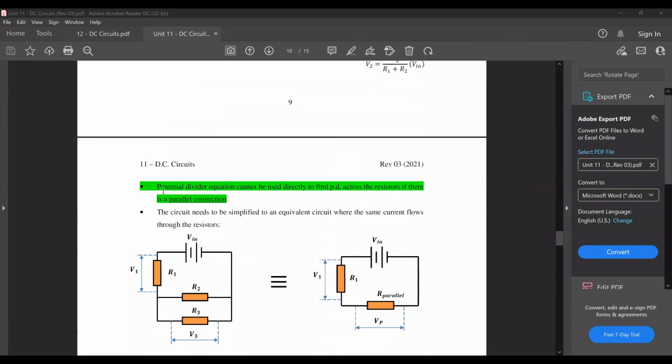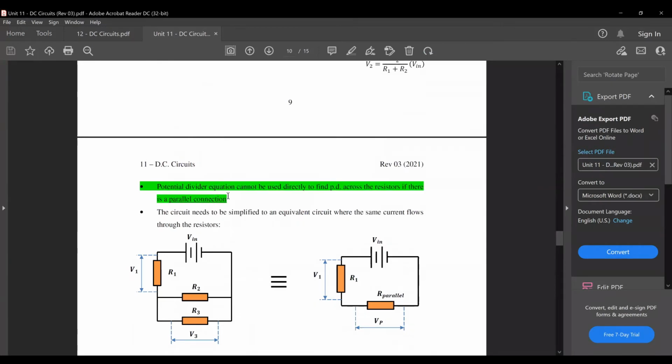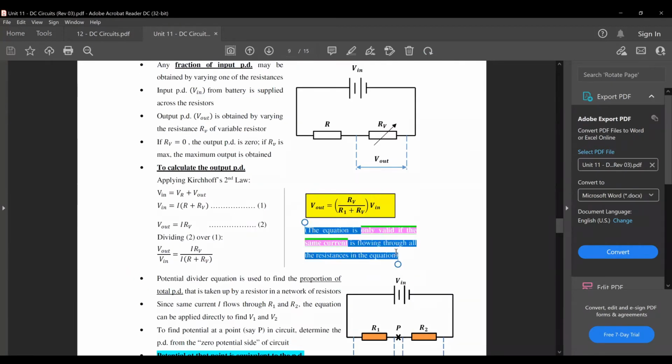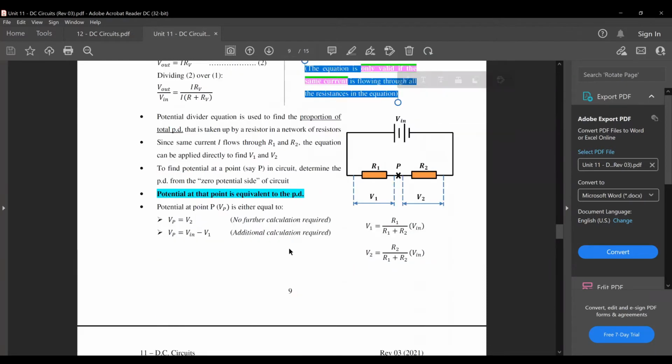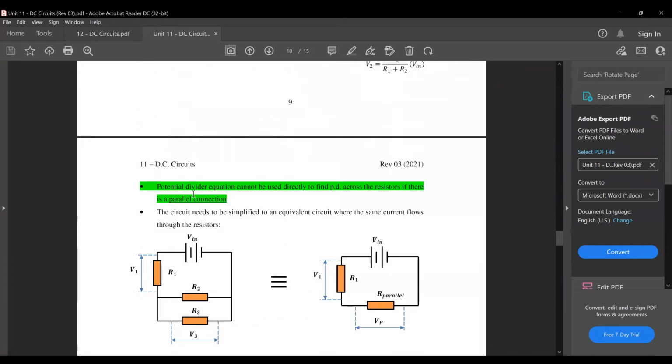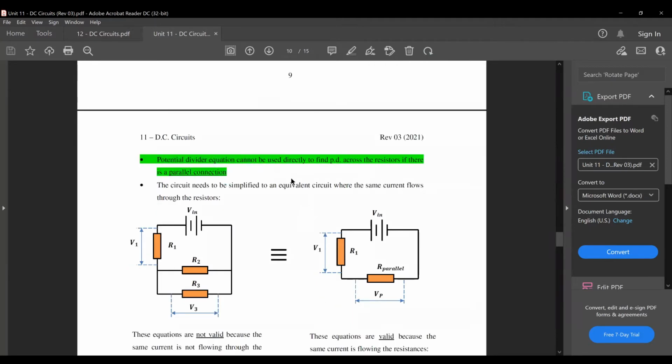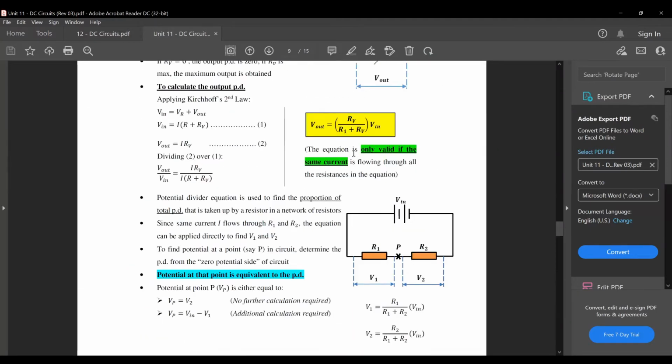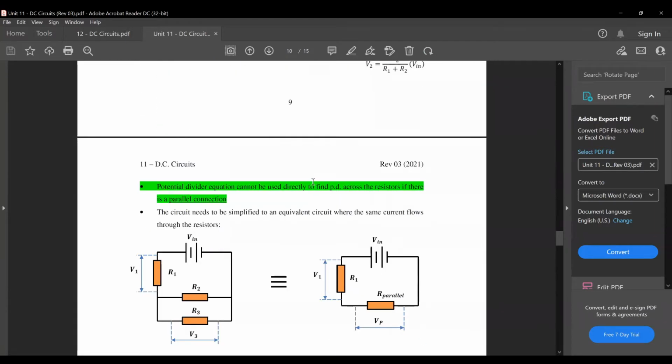Now the last part about the potential divider is this. Just like I mentioned to you, your potential divider equation can only be used if you have the same current flowing through your resistances. Your potential divider equation cannot be used if the resistors have a parallel connection. Meaning to say, if you have a parallel connection, you don't have the same current. The one main thing I mentioned is you can only use this if you have the same current.